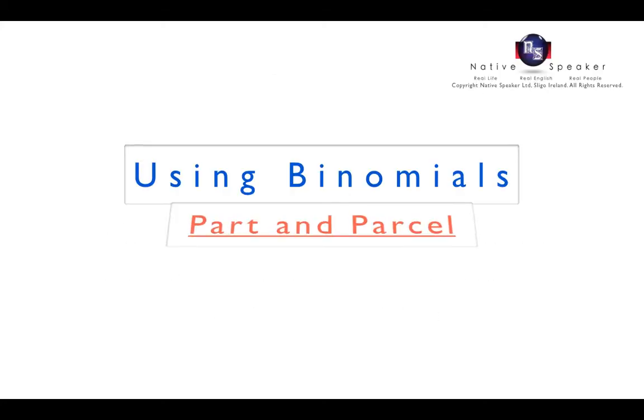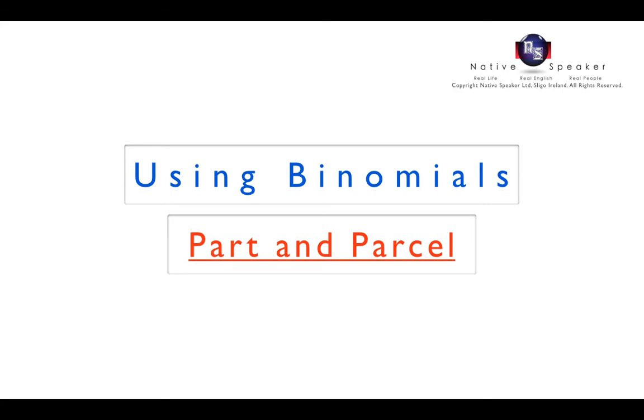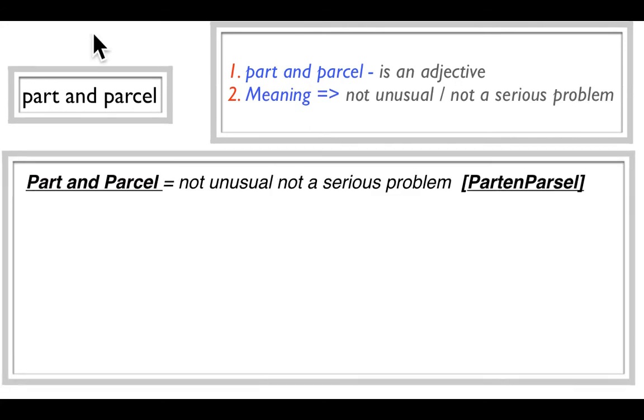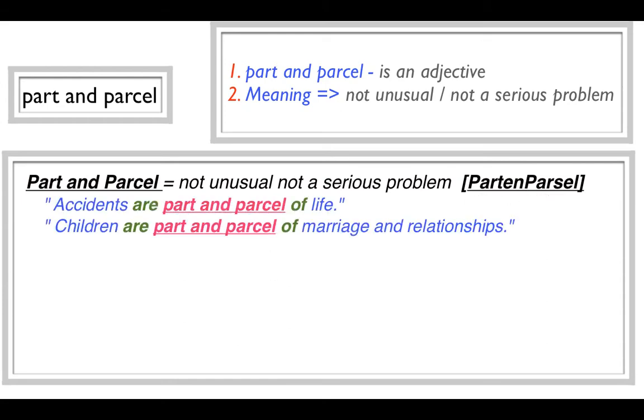We're going to look at using binomials and the binomial part and parcel. Part and parcel is an adjective, and it means that something is not unusual or not a serious problem. The pronunciation is part and parcel, part and parcel. And let's have a look now at some examples.